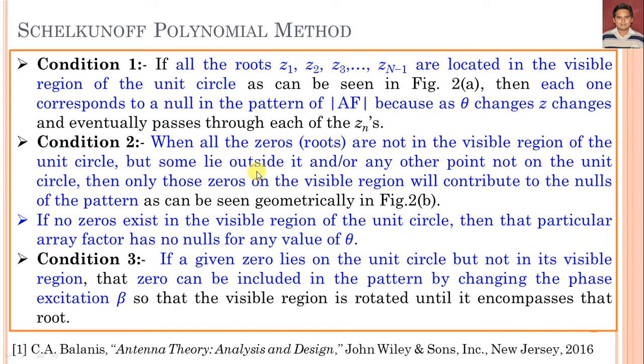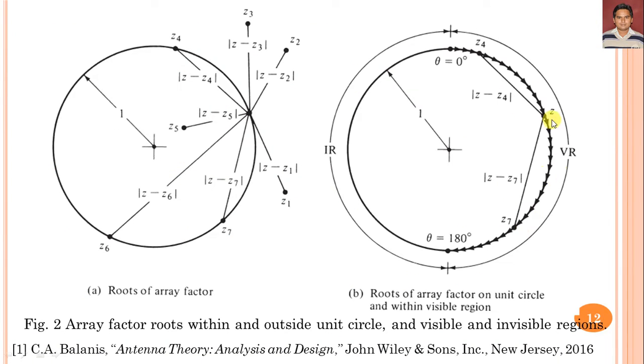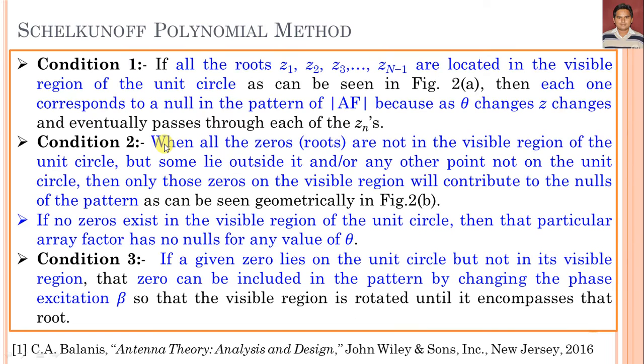In condition 2, when all the zeros are not in the visible region of the unit circle, but some lie outside it, or at any other point not on the unit circle, then only those zeros in the visible region will contribute to the nulls of the pattern, as can be seen geometrically in figure 2. Here you can see this is z, and z4 and z7 lie on the unit circle, but z5, z1, z2 and z3 lie outside the circle or within the circle.